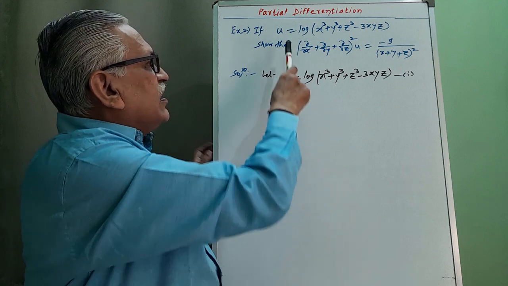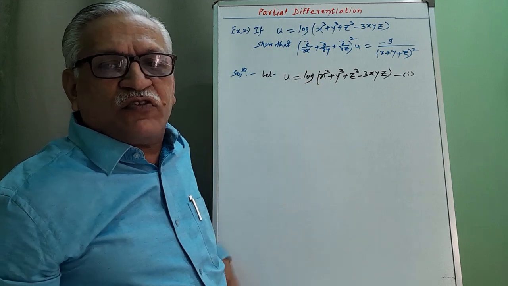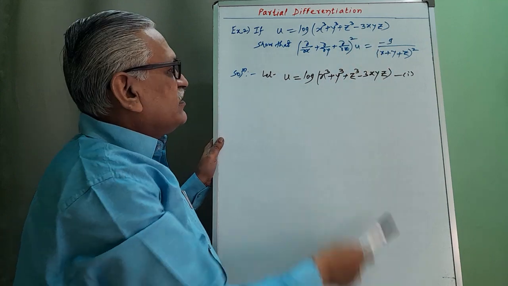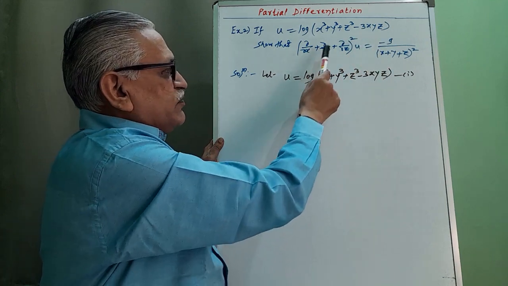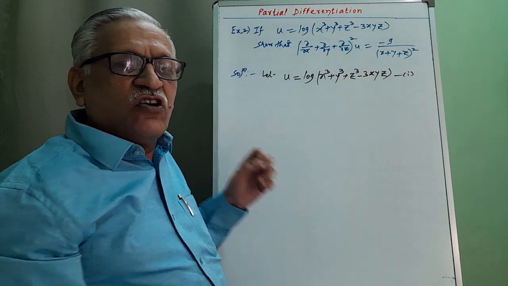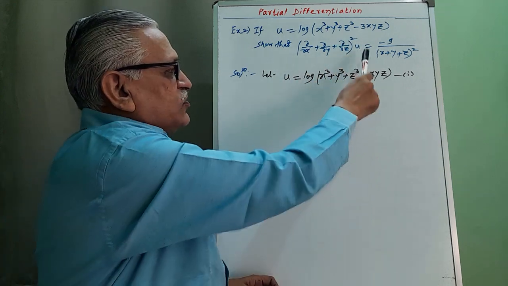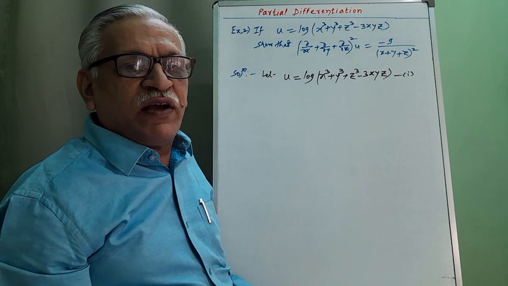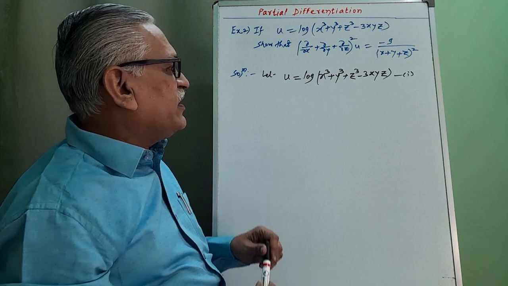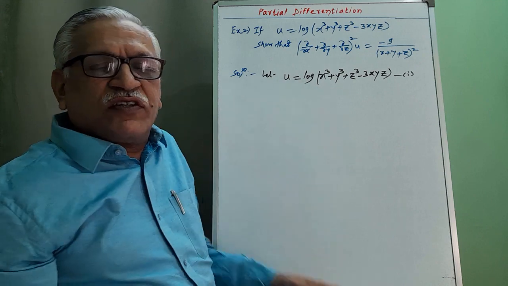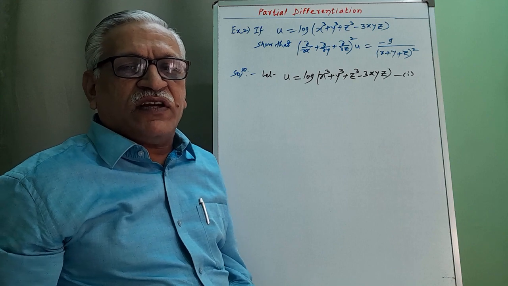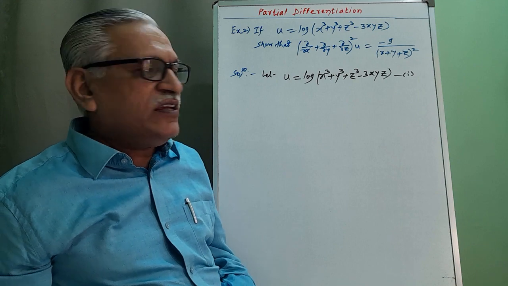Second example, if u is equal to log of x cube plus y cube plus z cube minus 3xyz, then show that (∂/∂x + ∂/∂y + ∂/∂z) squared operated on u is equal to -9 divided by (x + y + z) squared. To obtain this, u is a function of log, and log is a function of three independent variables x, y, z.